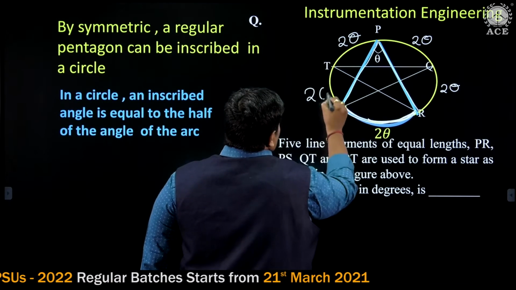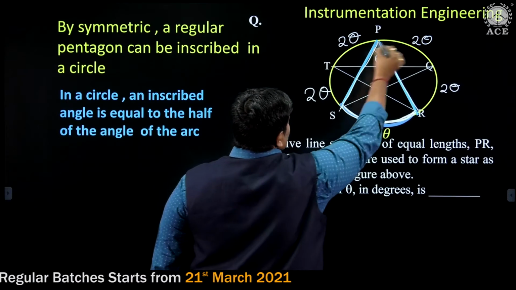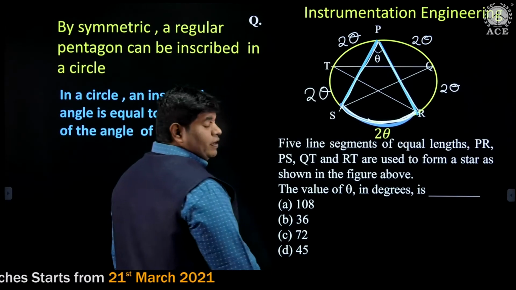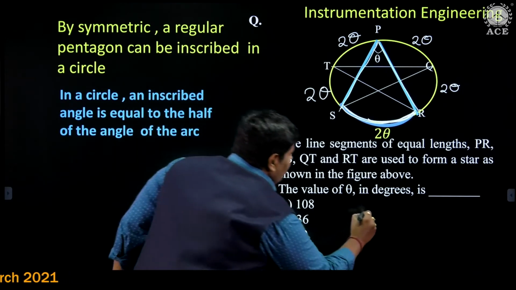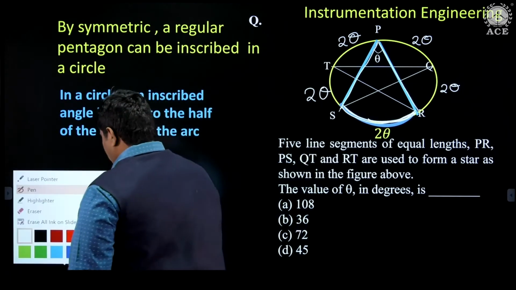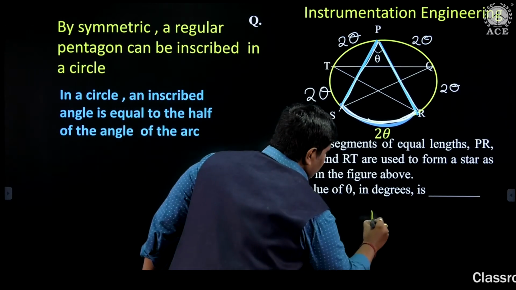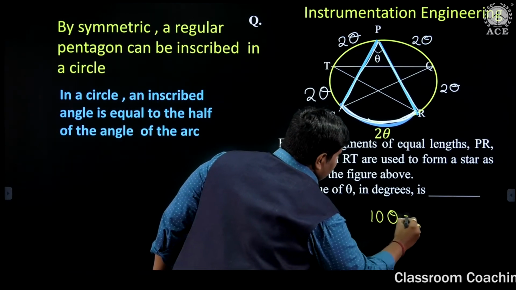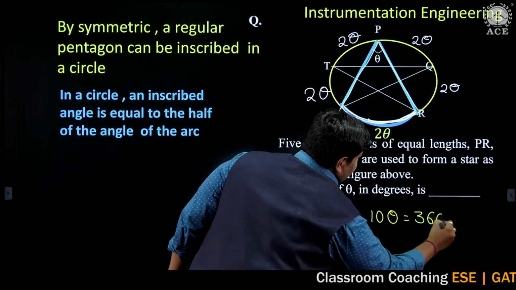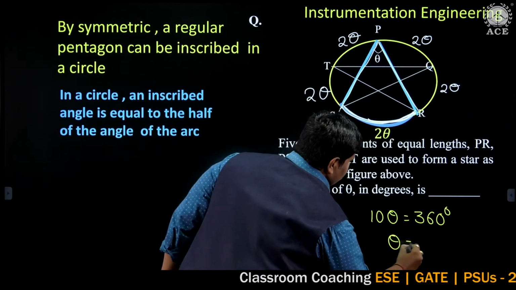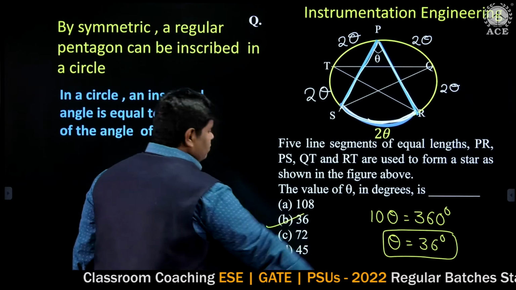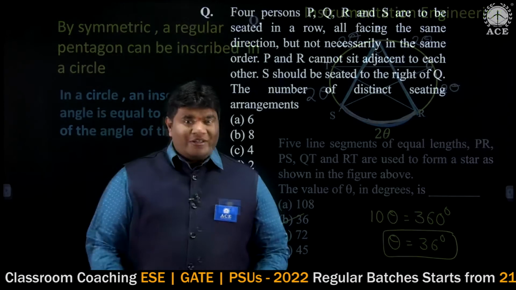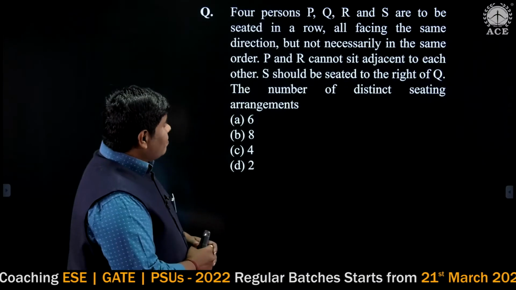Here also 2 theta. Total how many thetas? 1, 2, 3, 4, 5 thetas. Circle, one circle angle. Total 10 theta. How many degrees in a circle? 360 degrees. So theta is equal to 36 degrees. This is the answer.